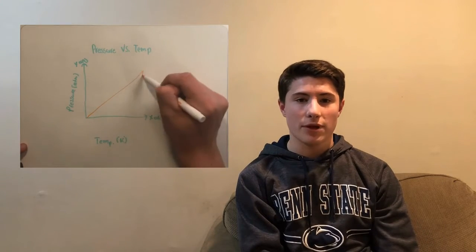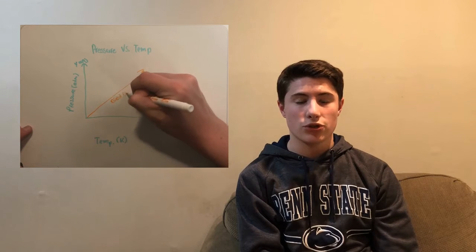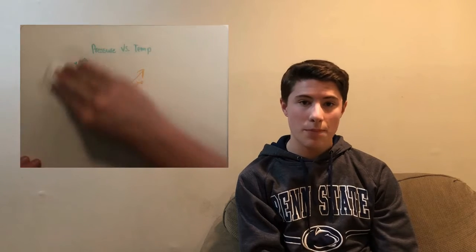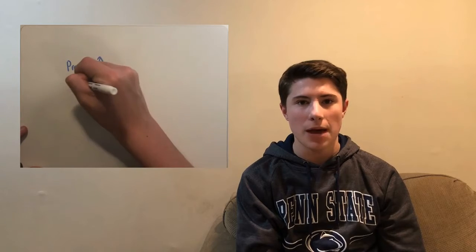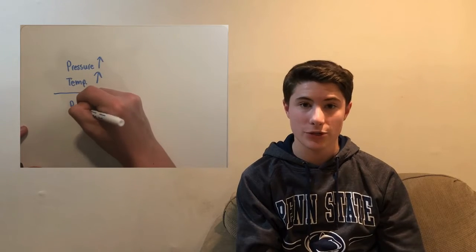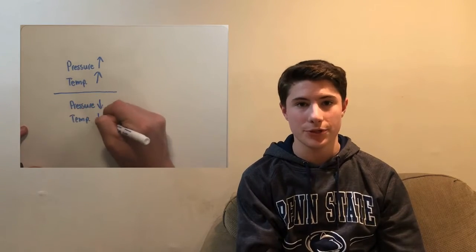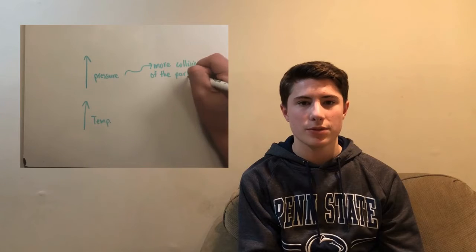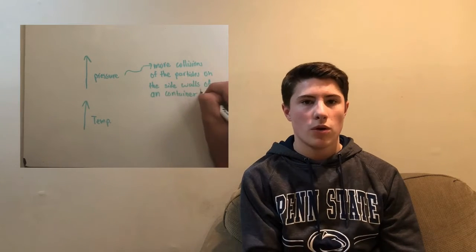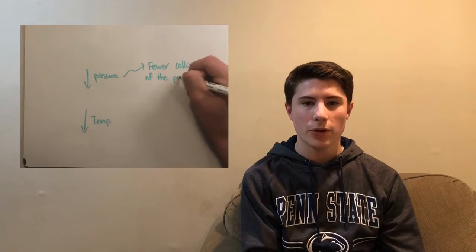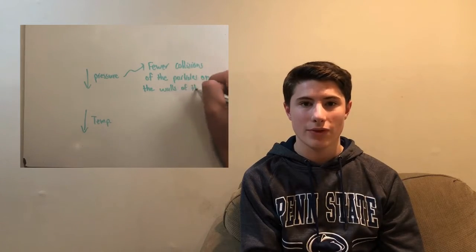Looking at a graph for the combined gas law, you will see it's a straight line because pressure and temperature have a direct relationship. As pressure increases, temperature will increase, and as pressure decreases, temperature will decrease. When the pressure is increased, it allows for more collisions of the particles on the walls of the container. When the pressure is decreased, there are fewer collisions of the particles on the walls of the container.